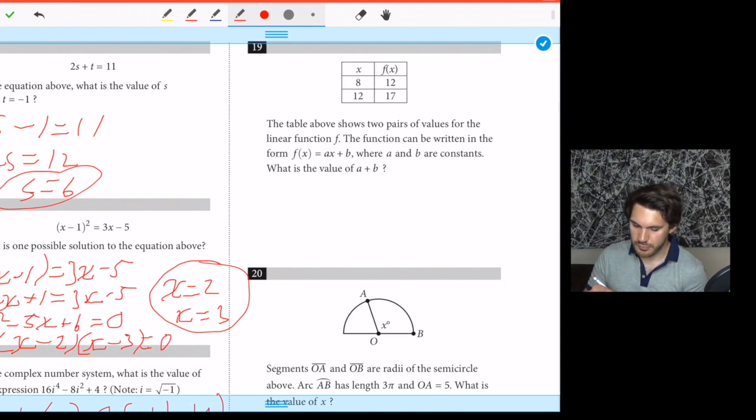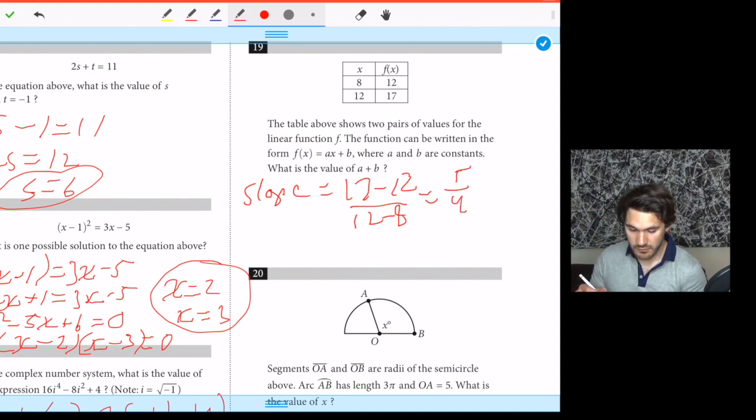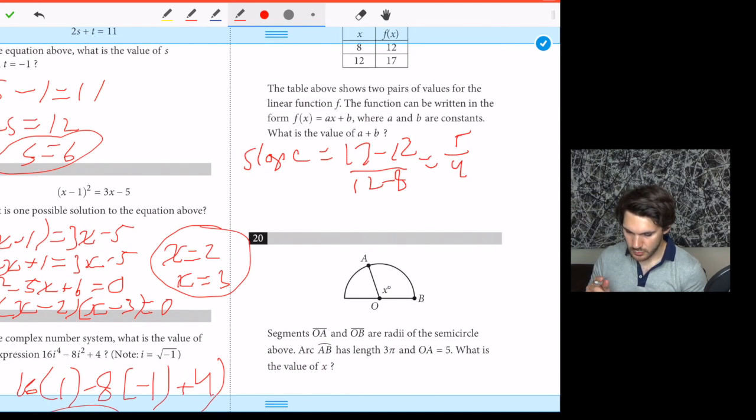So to get the slope, this will just be change in y over change in x. So 17 minus 12 over 12 minus 8. 17 minus 12 is 5. 12 minus 8 is 4. So a is 5 over 4. b is the y-intercept. We can get this in a few ways. One way is to just use y equals mx plus b. We can use either point.